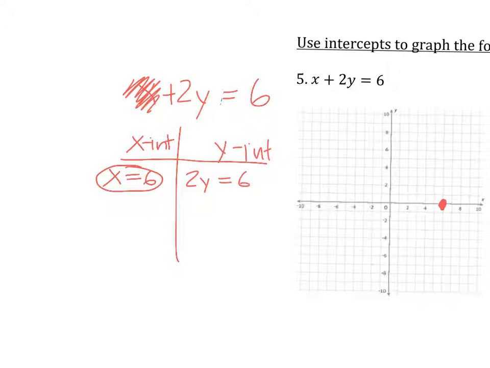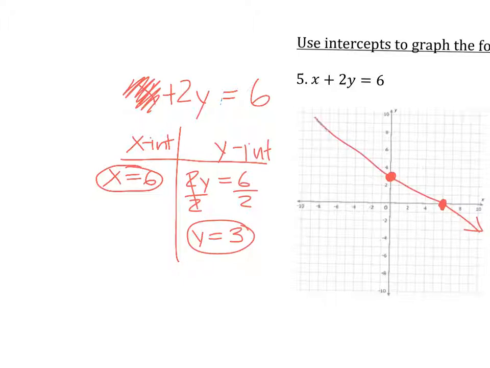That one, unlike the x equals 6, needs a little bit of solving, right? Because I got to get y by itself. So I just do my simple step of dividing by 2. And I end up with y equals 3. And now that's my y-intercept. So I go to positive 3 on the y-axis. There's my second point. Connect them with a line, and you're done.